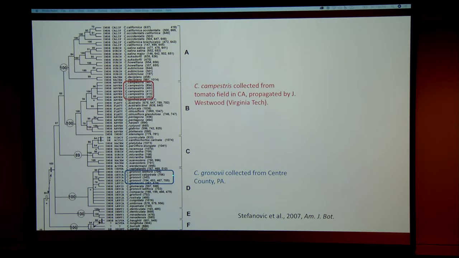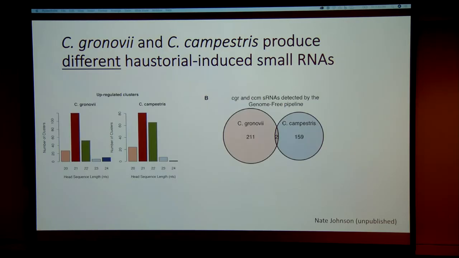Cuscuta granovii. Okay, so this phylogeny is a small snapshot of the larger species phylogeny based on plastid and ribosomal DNA markers. And so granovii and campestris are somewhat closely related, but they're clearly in different clades, okay? And they're distinguishable. So we did the same experiment with granovii. We did small RNA sequencing, asking which small RNAs go up. And similarly to campestris, we find 100 or so small RNAs, mostly 21 or 22 nucleotides long, that are induced in the interface relative to the parasite stem.